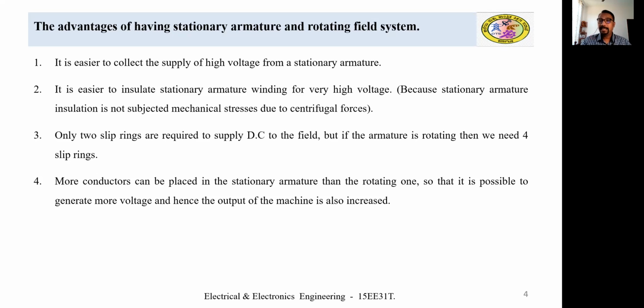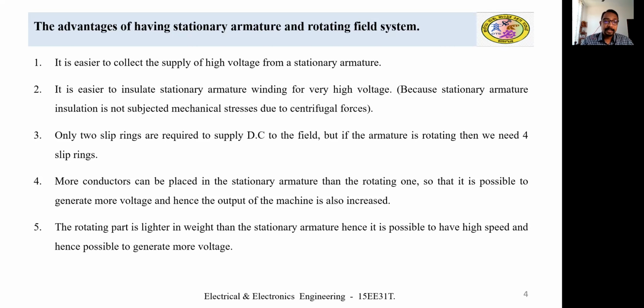On the other hand, if the armature is rotating, we cannot insert more conductors. Why? Because if it is rotating, the mass or the weight will increase. So in order to have a mechanical balance, we cannot insert more conductors. So that is the fourth important advantage.